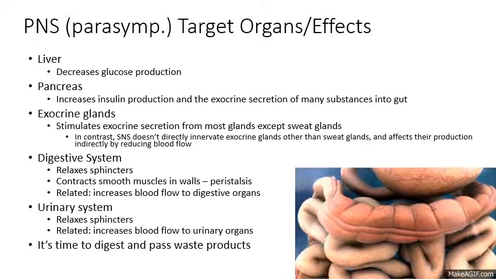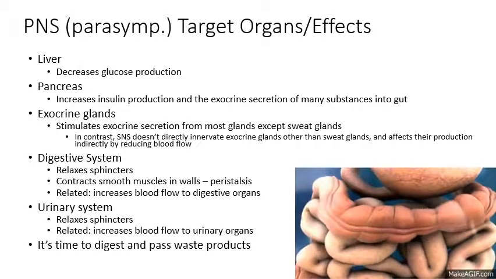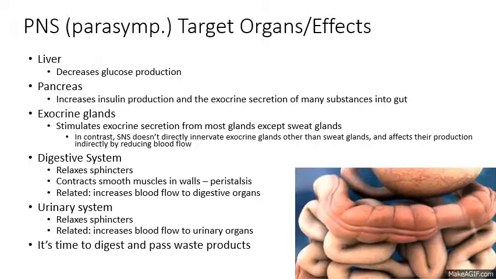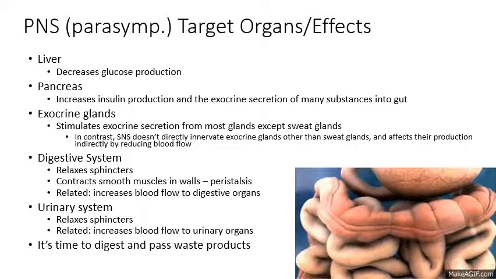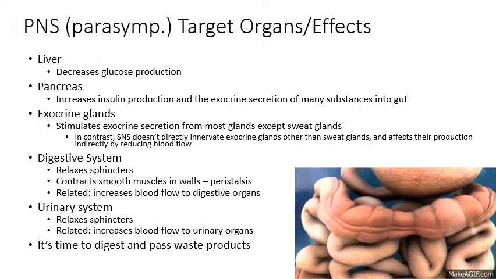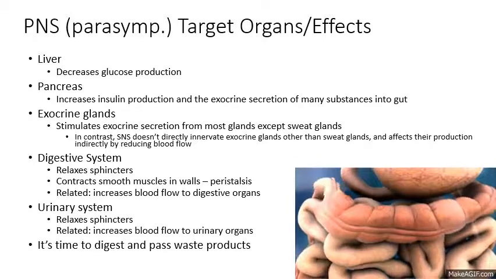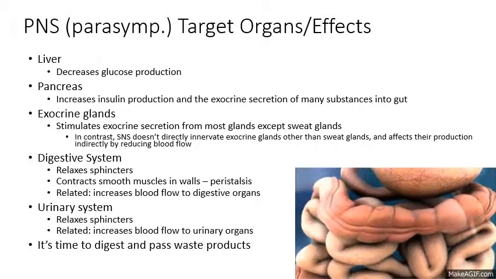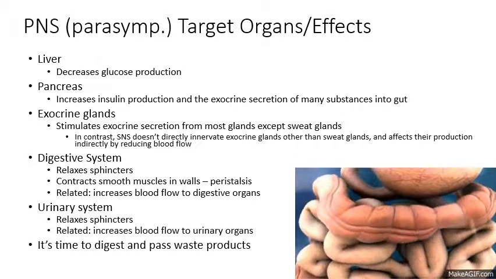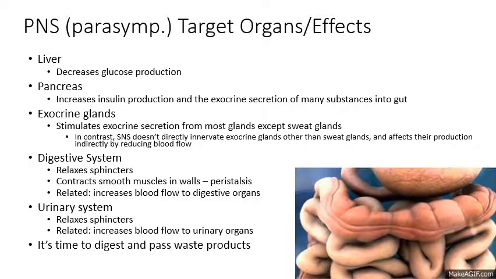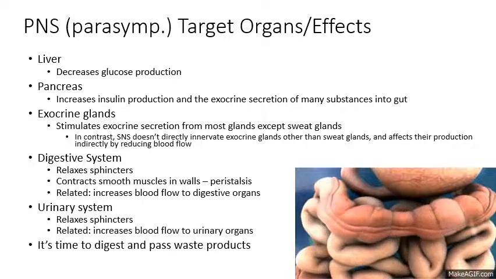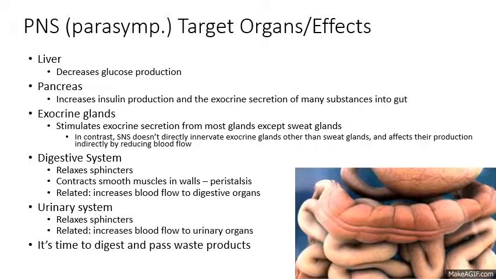Also in the urinary system, the parasympathetic nervous system has effects that are basically the opposite of the sympathetic nervous system effects on the urinary system. It's going to cause sphincters to relax instead of contract. So its effects on the digestive system and the urinary system are increasing the function of those systems by stimulating fluids or food to move through the system. Also, it indirectly increases the activity of the digestive and urinary systems by increasing their blood flow, by dilating blood vessels that serve them. Overall, the parasympathetic nervous system is basically increasing your kind of rest and digest functions.